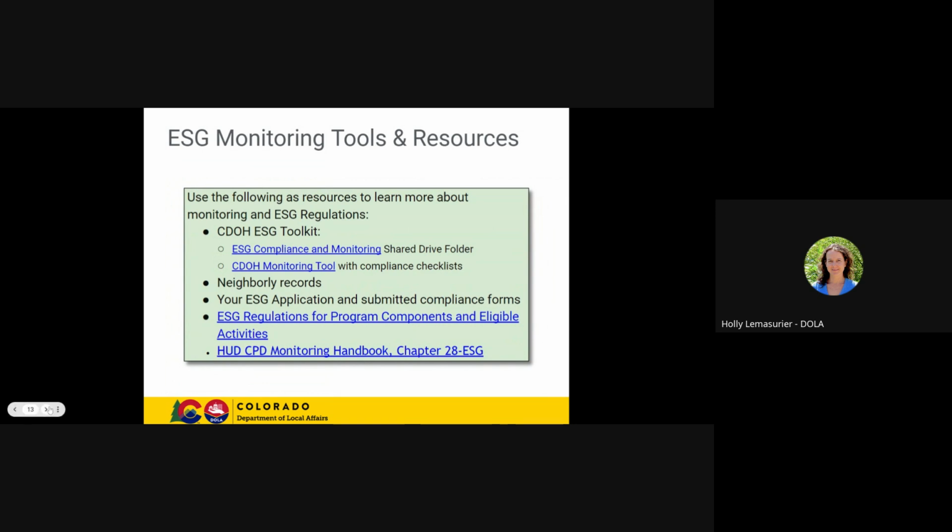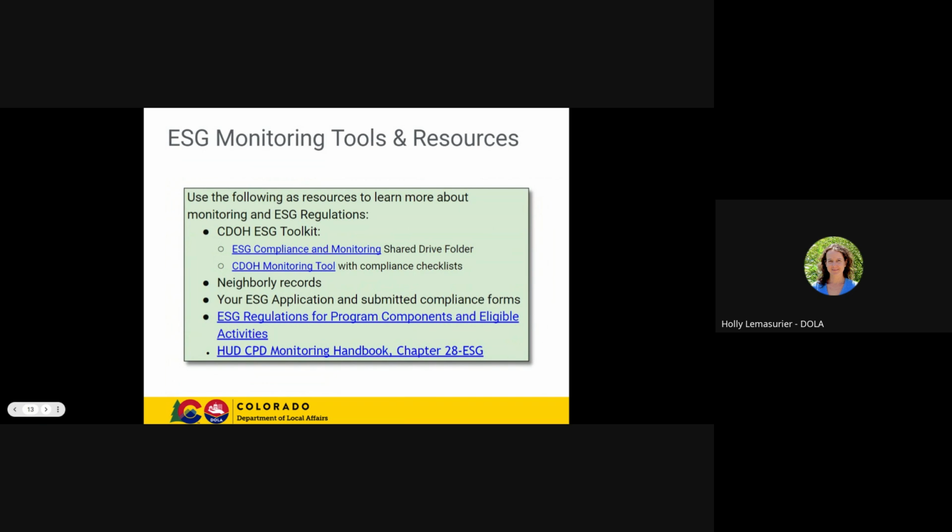Also look at your Neighborly records where you've been submitting your program reimbursement requests and quarterly reports. Review those records. In addition, we review your application and your submitted compliance forms, because in the application process, we address many monitoring compliance issues. For example, your ability to comply with HMIS requirements, to comply with your local community's consolidated plan, and other forms you submit in the application.